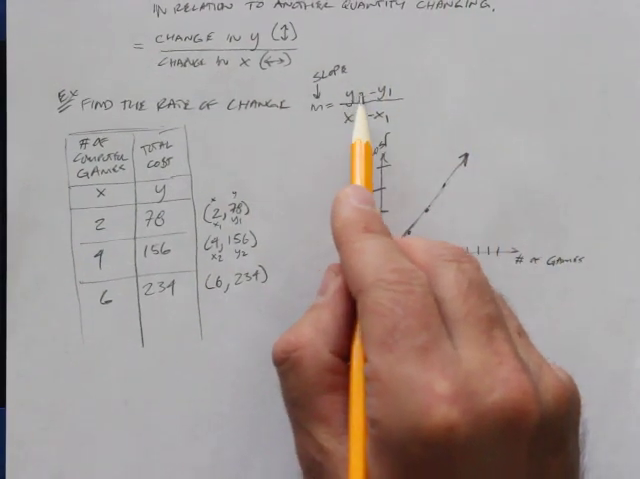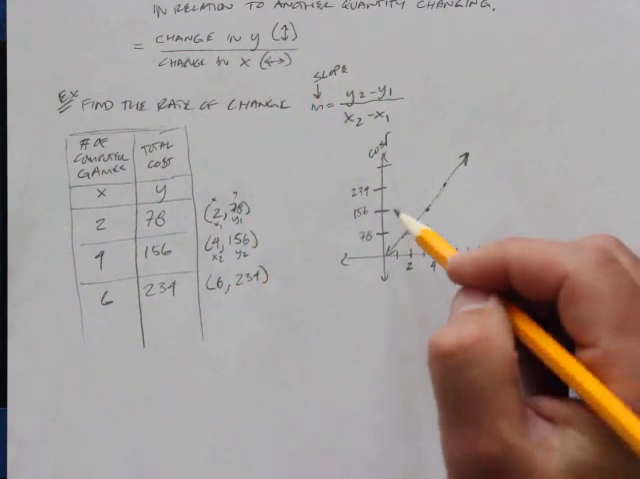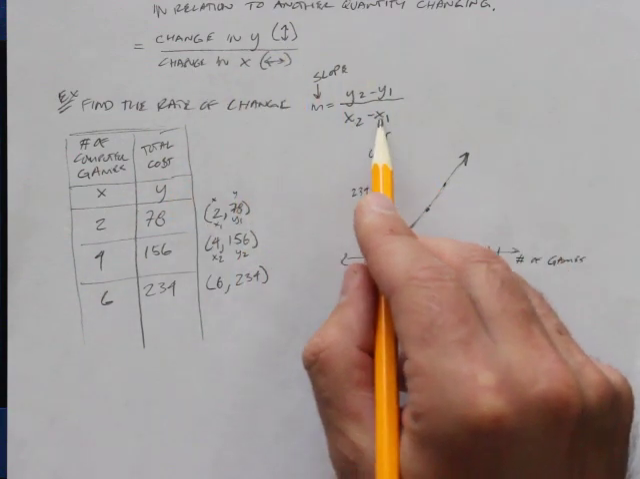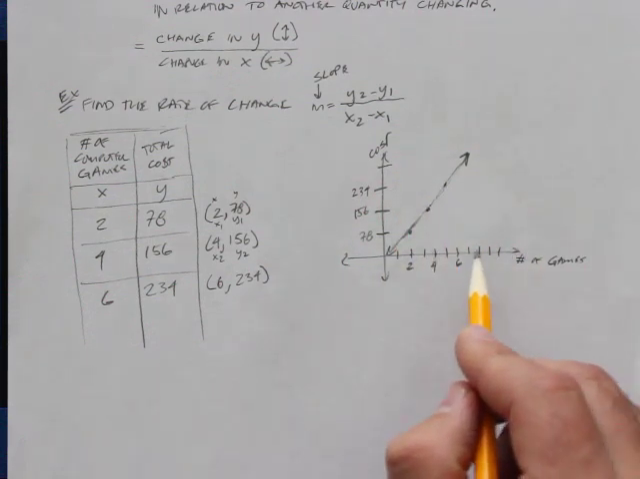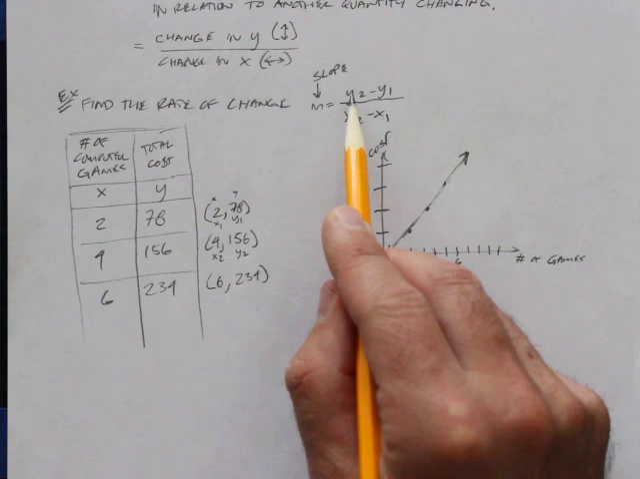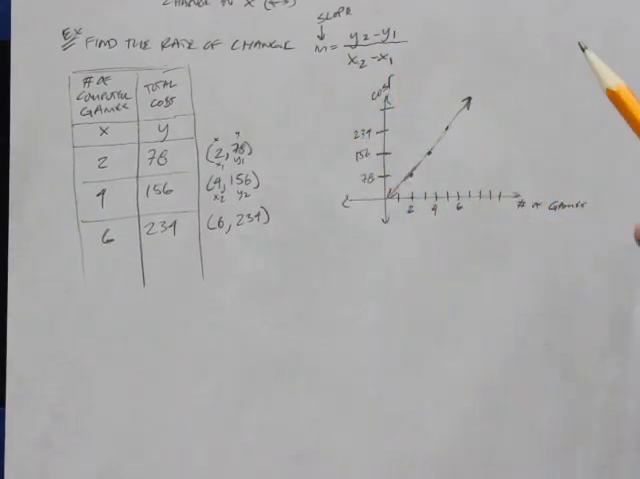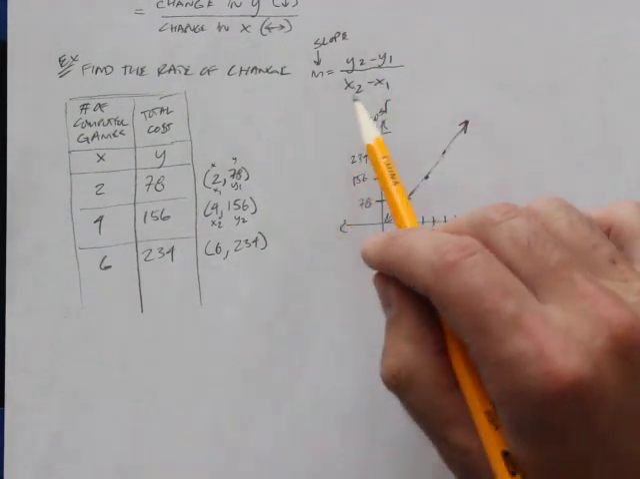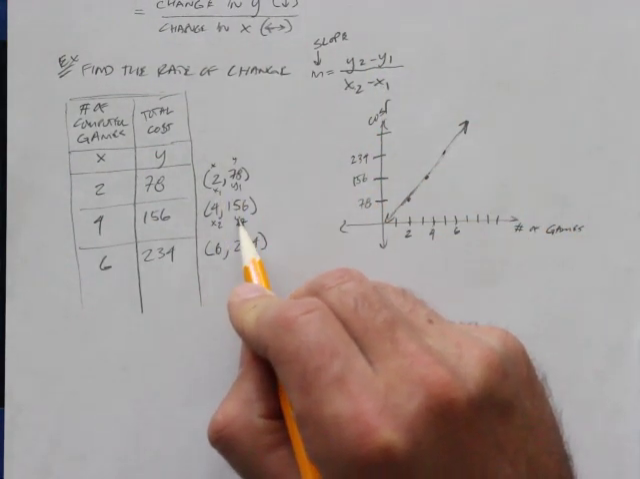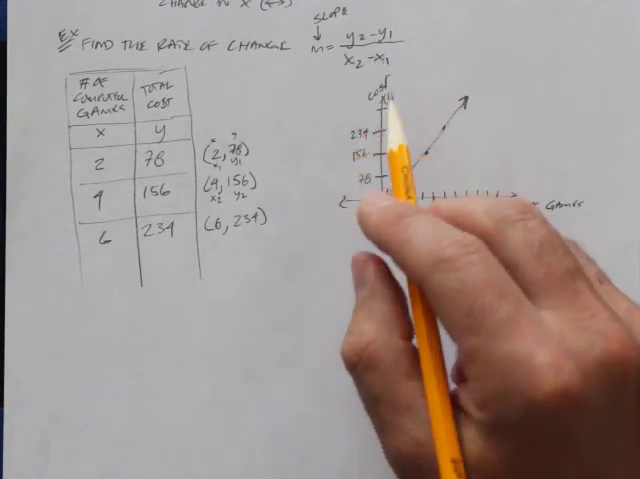Notice y2 minus y1, that's the change in y. Notice y is going up and down. The change in x is x2 minus x1. That's left and right. And so that's change in x underneath change in y. So the first thing we always do when we're finding the slope, we label our points, x1, y1, x2, y2. All right.